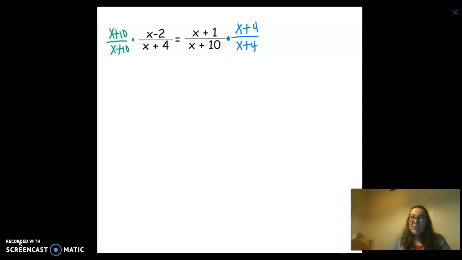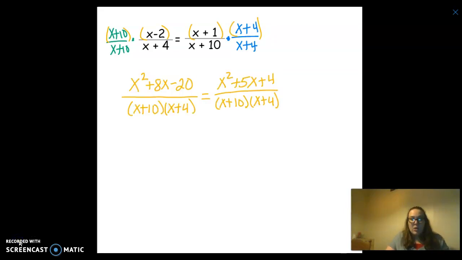I'm going to give you one little hint here: make sure that when you're multiplying your numerators together, you're distributing. You will end up with a trinomial on each side after you distribute. So go ahead and multiply those numerators and see what you get out. Alright, after you distribute those numerators, combine your like terms, there's what you should have.